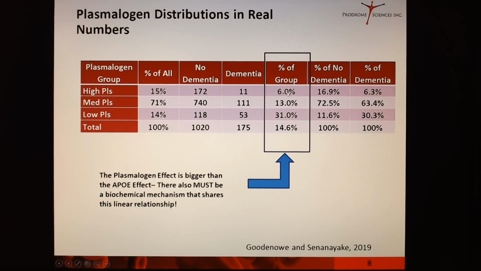And we do the same type of analysis as to what percent of those individual groups have dementia. We'll see that 6% of the high plasmalogen cohort has dementia, 13% of the medium plasmalogens, and 31% of the low plasmalogens. So again, we see a very strong linear relationship in that as we observe higher levels of plasmalogens in this population, we see decreasing rates of dementia. And like I just said on the APOE situation, a similar situation here with the plasmalogen is that this strong linear relationship suggests some biochemical mechanism behind it.